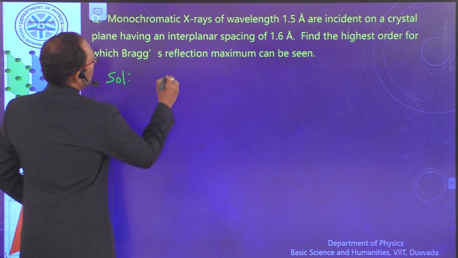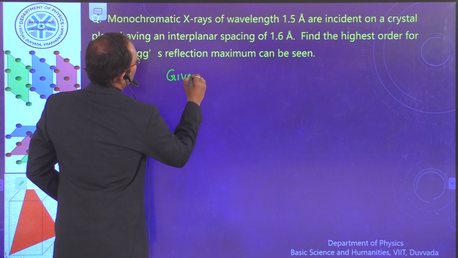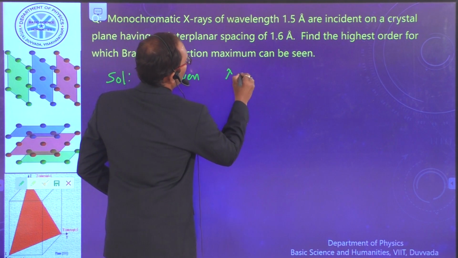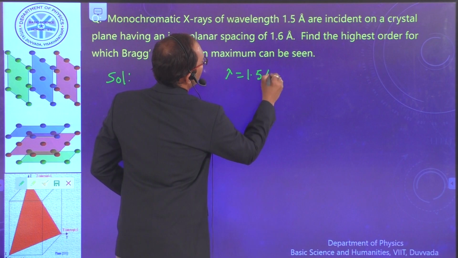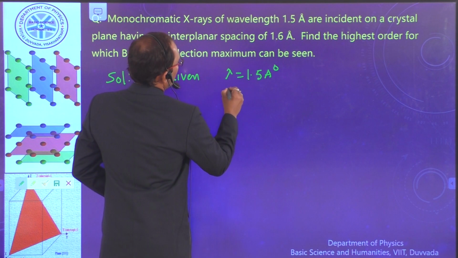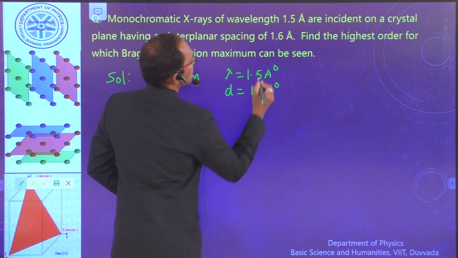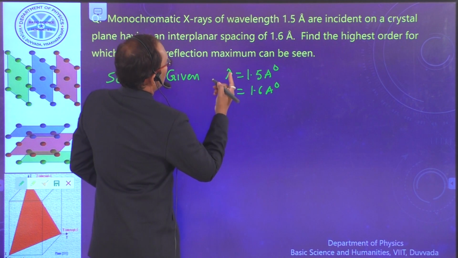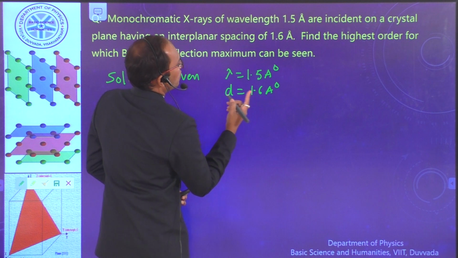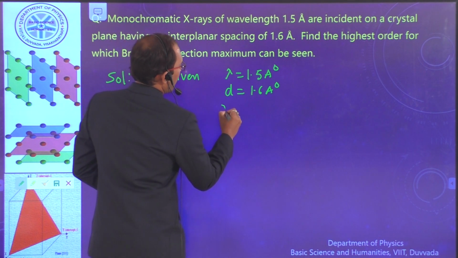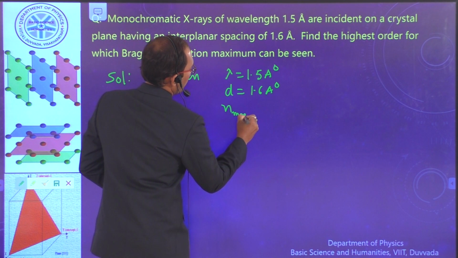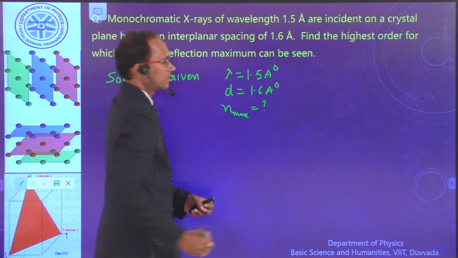Solution. What is given? Lambda is equal to 1.5 angstrom, interplanar spacing d is equal to 1.6 angstrom. What do we have to do? Find the highest order, that means n maximum. What is the n maximum that we have to find?